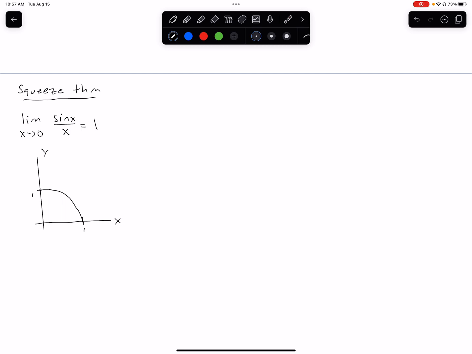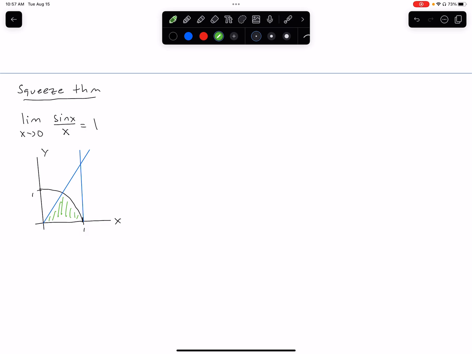For this one, I'm going to draw a unit circle. And from my unit circle, at x equals 1, I'm going to draw a vertical line, just going straight up there. Okay. And I'm going to draw a line connecting the two from the origin right here. And what I want to do is look at the area of this sector.